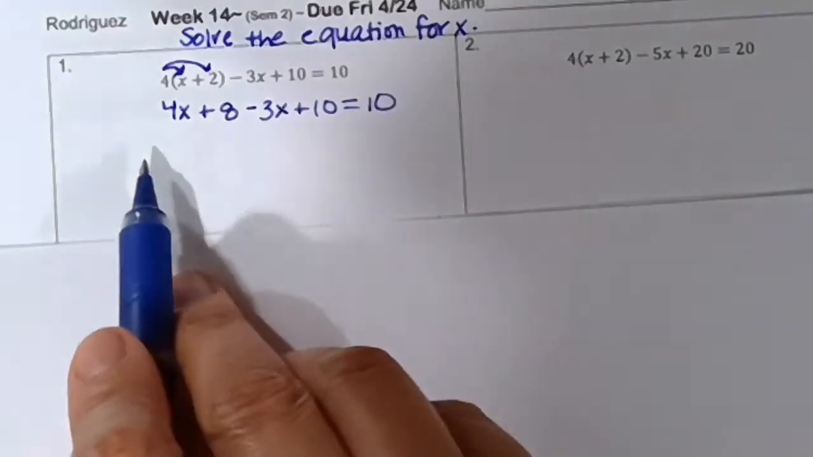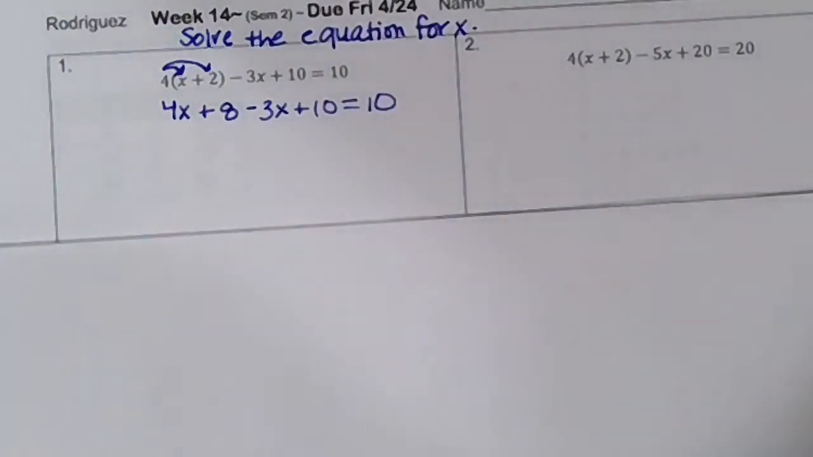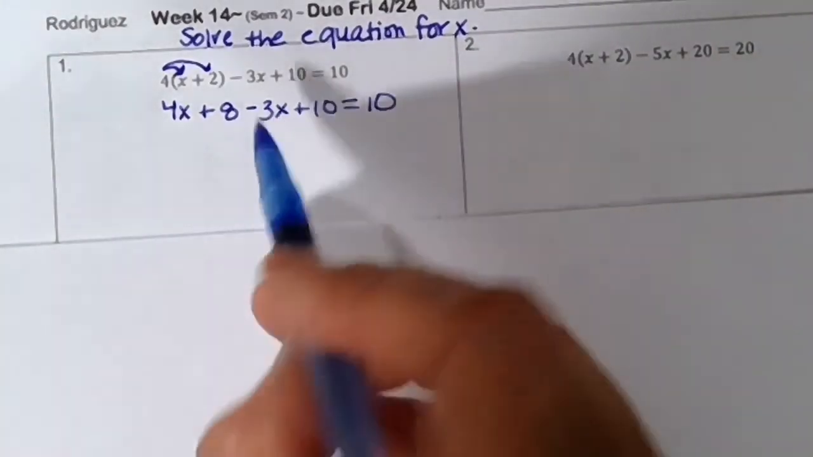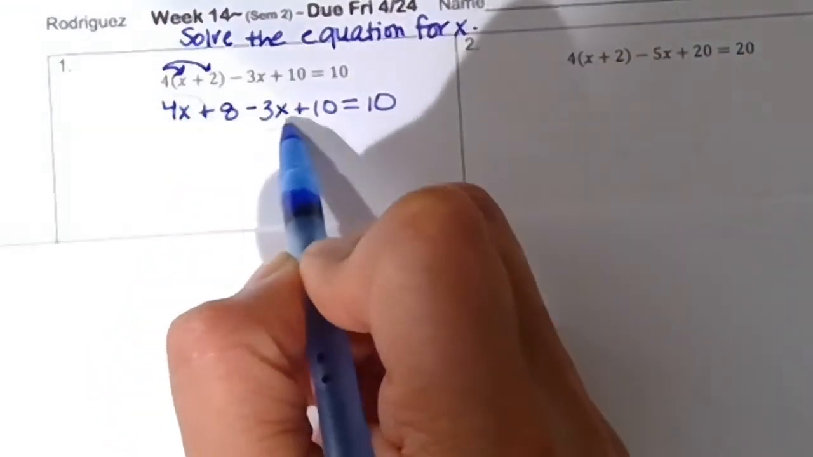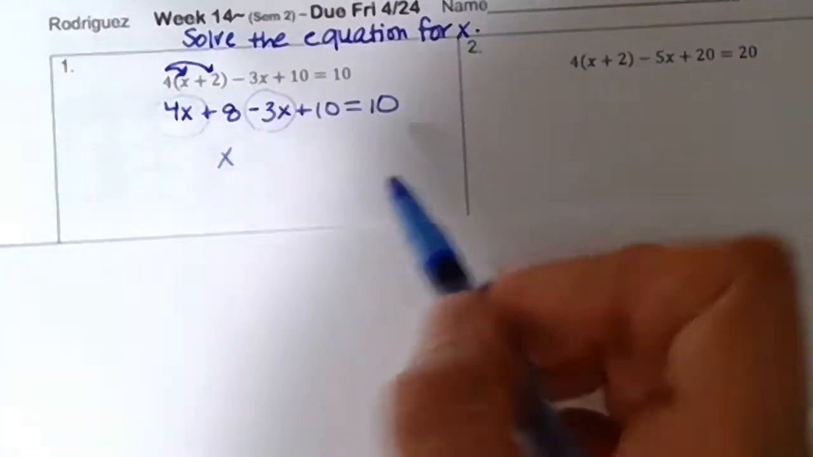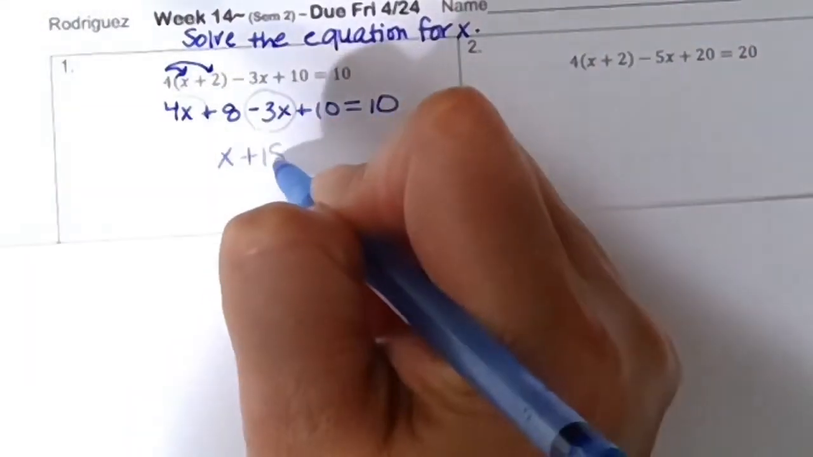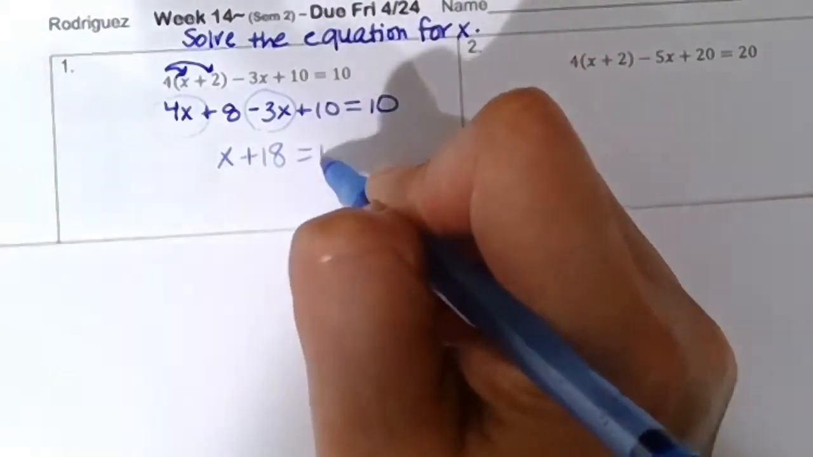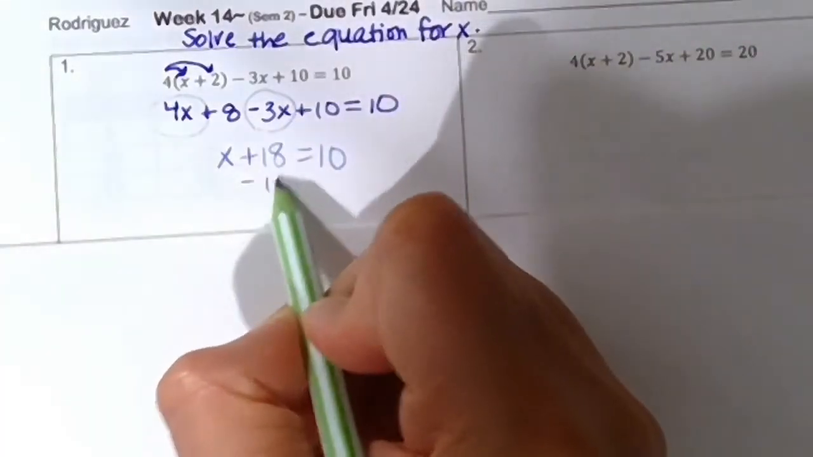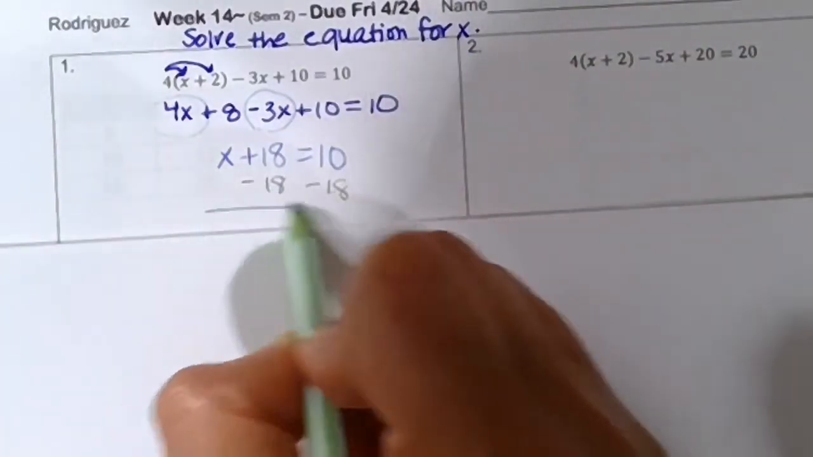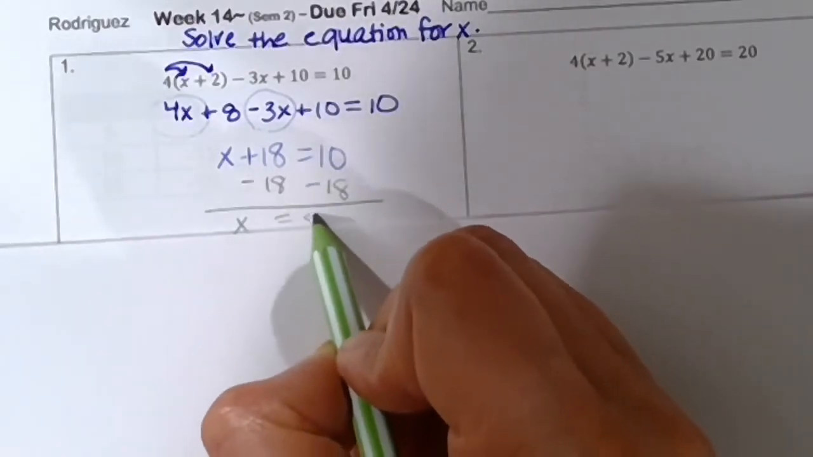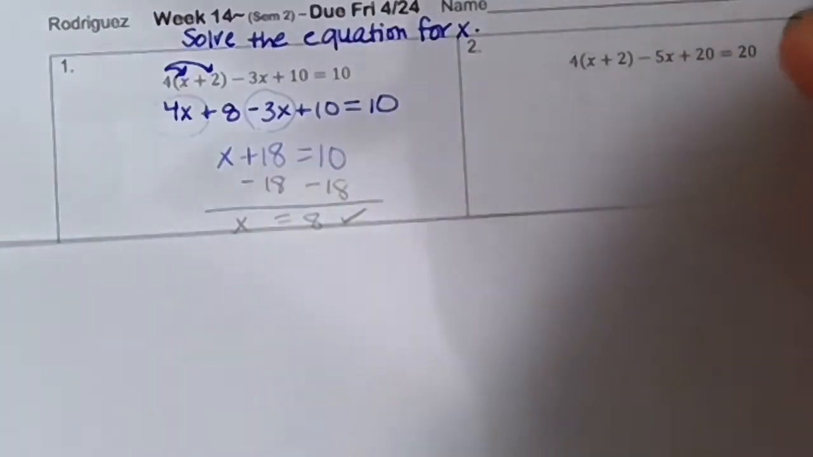Next thing you're going to do is notice that this is very long. You're going to combine your like terms. So what terms combine? 4x and negative 3x. A 4x and a negative 3x will give you a positive x. Positive 8 and positive 10 will give you a positive 18 equals 10. And then from here, you guys are great at solving. Just solve it regularly. Minus 18, minus 18, x equals 10 minus 18, which is negative 8. And there's your answer. First one done. Nice.